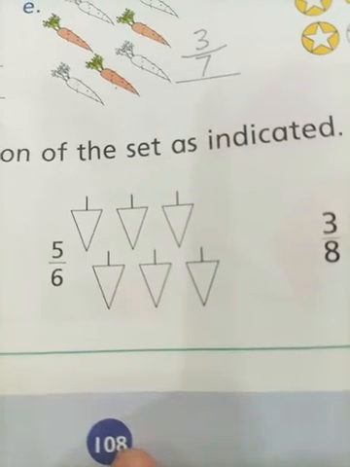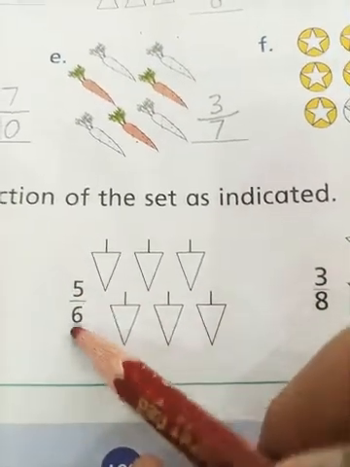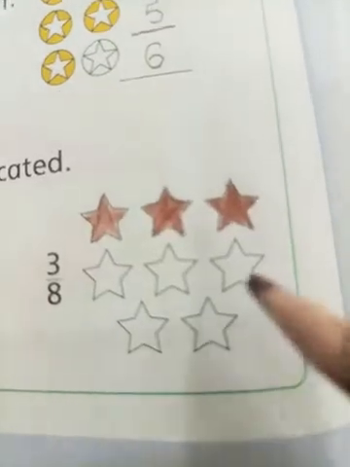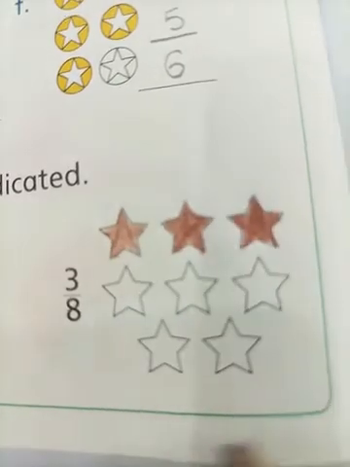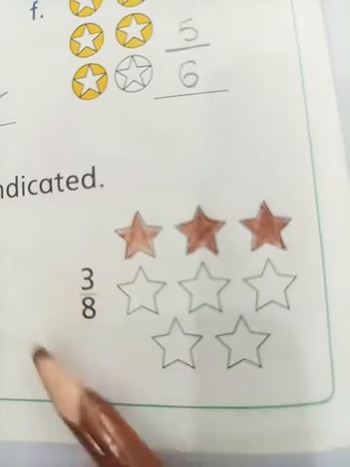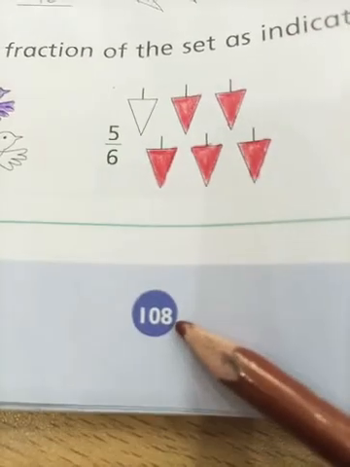So dear students, here in total we have 6 cone shapes, and we are going to color 5. So students, let's start coloring. Now students, in the last one I have colored 3 stars out of these total 8 stars. Okay, which means that 3/8 of this shape is colored. We have completed our page number 108.